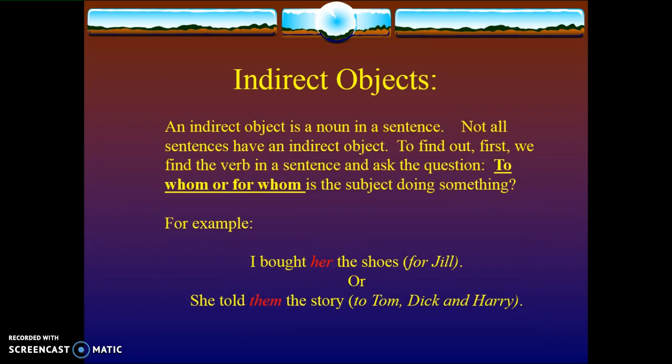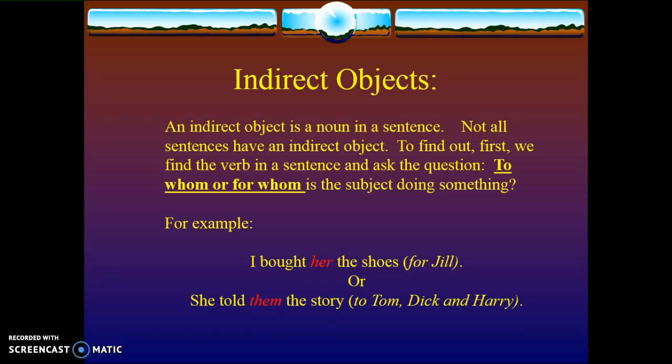An indirect object is a noun in a sentence. Not all sentences have an indirect object. To find out if the sentence does, first we have to find the verb in the sentence and ask the question, this is very key: to whom or for whom is the subject doing something? For example, I bought her the shoes, in parentheses, for Jill. Or, she told them the story, them referring to Tom, Dick, and Harry.